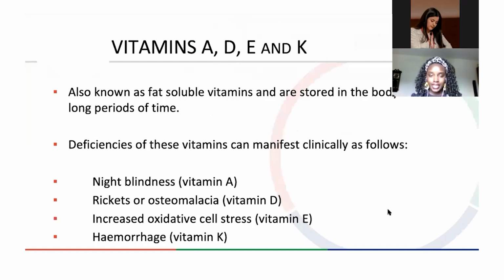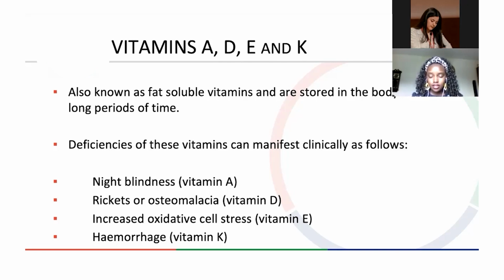So, vitamins A, D, E, and K are also known as fat-soluble vitamins, and they tend to be stored in the body for a long period of time. The deficiencies of these vitamins can manifest as follows. For vitamin A, you mostly have night blindness, or what we call the Bitot spot. For vitamin D, we'll tend to have rickets, mainly in children, or osteomalacia, which is the softening of bones.